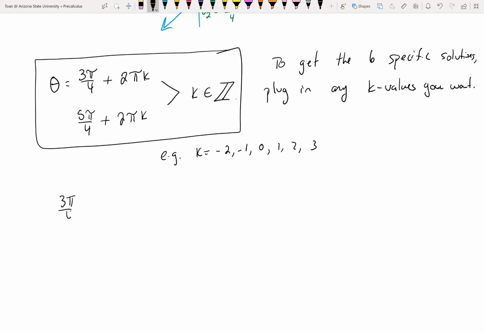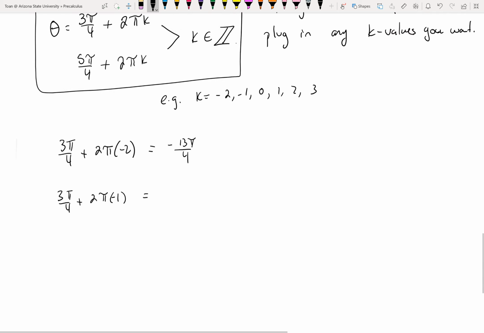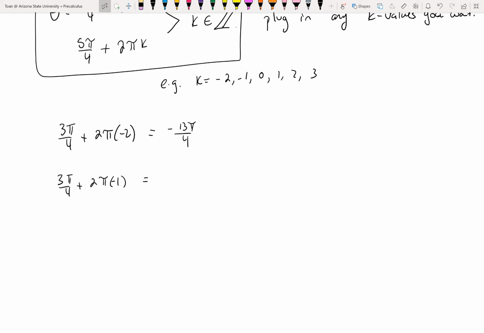3 pi fourths plus 2 pi times negative 2. And then you just have to figure that out. So that's a negative 4 pi, which is a negative 16 pi fourths, which is a negative 13 pi fourths. That's one specific answer. 3 pi fourths plus 2 pi times negative 1, excuse me. So that's negative 2 pi, that's negative 8, so that's a negative 5 pi fourths. So finding the specific answers, I hope you guys see, it's just arithmetic. Just do math, add, subtract fractions.